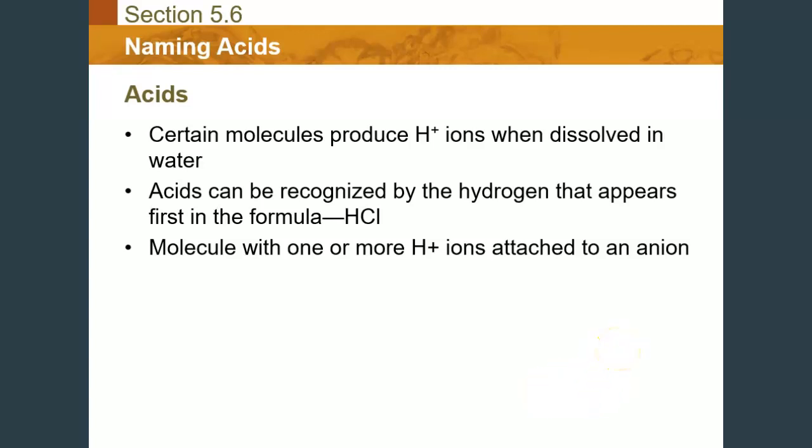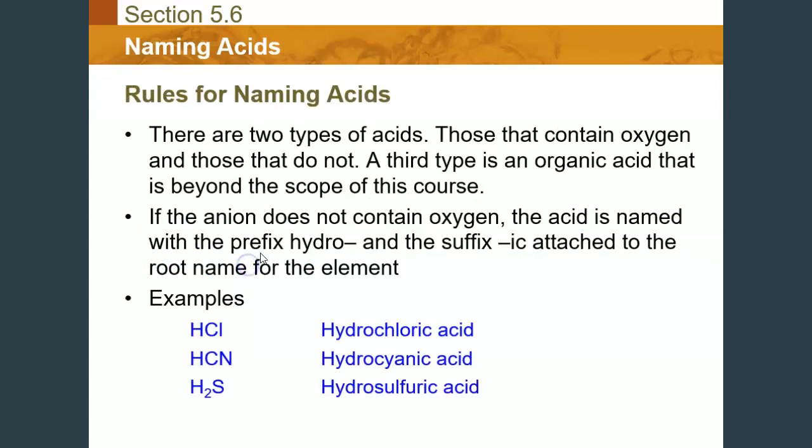So an acid is anything that can donate a hydrogen ion, so H positive ion, when you dissolve it in water. Most acids are actually white solids and they do not become an acid until you dissolve them in water. You can recognize an acid because the hydrogen is always going to be written first. And a molecule with one or more H positive ions attached to an anion technically would be an acid. And really, it would almost be more of a formula unit because it is an ionic compound, not a molecular compound. There are two different types of acids, those that contain oxygen and those that do not contain oxygen.